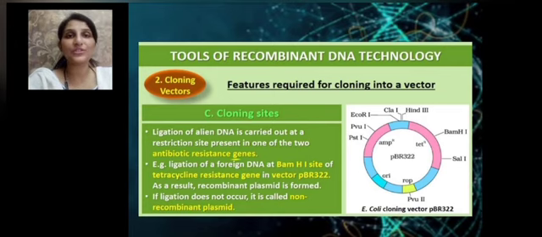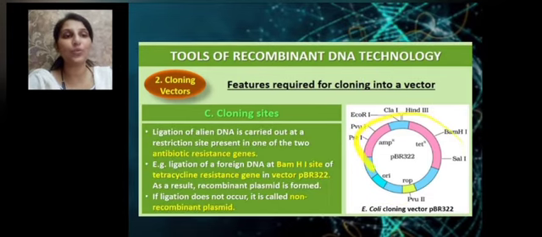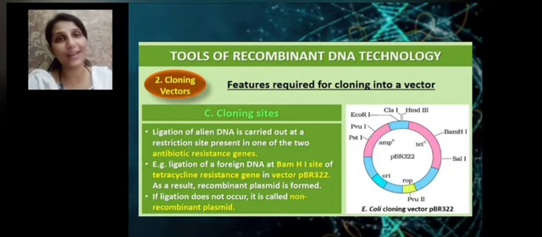So ligation of the alien DNA is carried out at the restriction site. And where are these restriction sites present? They are present in one of the two antibiotic resistant genes. In this case of pBR322, what are the two antibiotic resistant genes present? These pink color regions denote the selectable markers. They are tetracycline resistance and ampicillin resistance. In the case of tetracycline resistance, the recognition site of the restriction enzyme BamHI is present in the selectable marker which codes for tetracycline resistance.